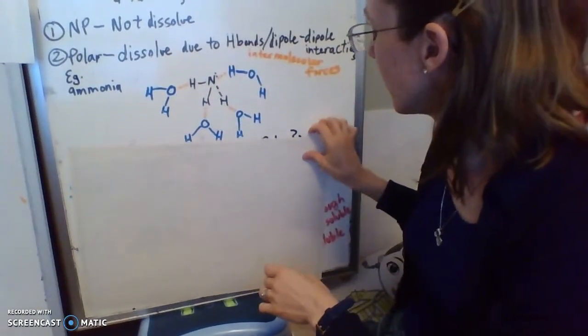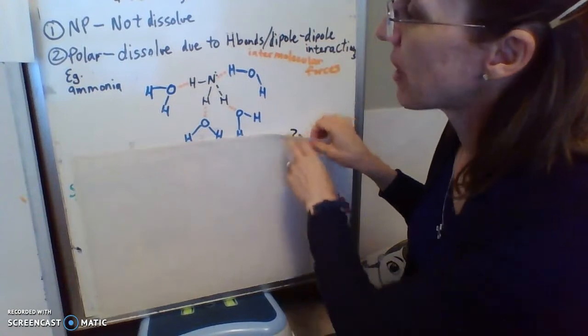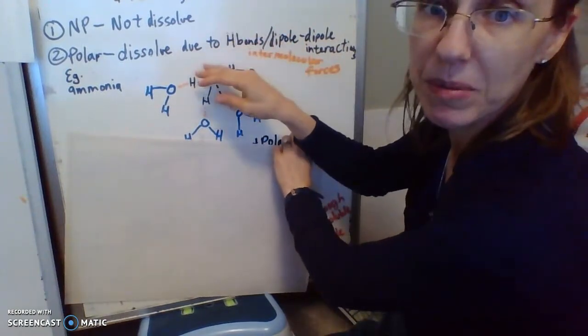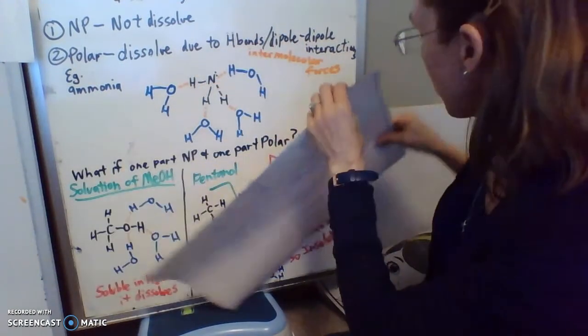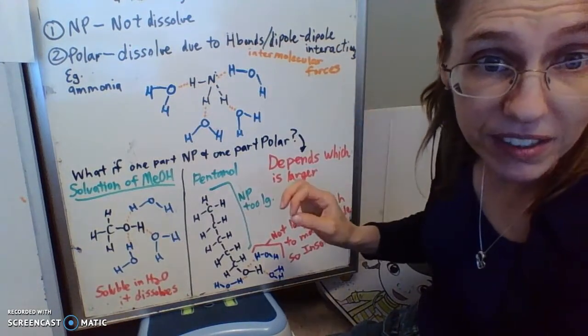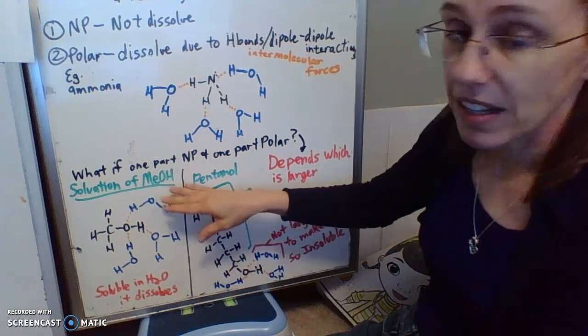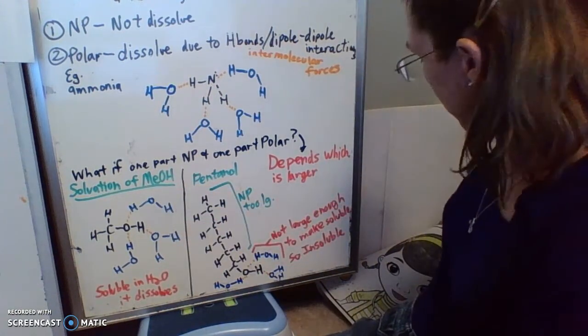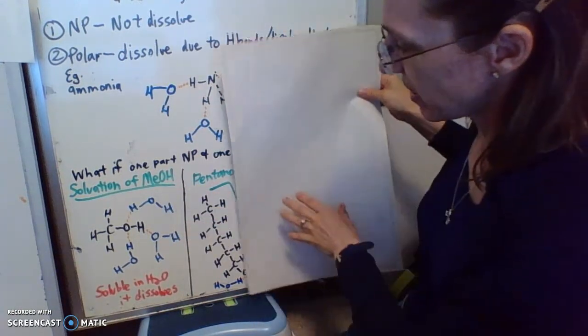Now we've discussed what happens with nonpolar, and we discussed what happens with polar molecules. What happens if you've got a molecule that has both a nonpolar and a polar part? So in some cases, let's focus in on this one in particular.